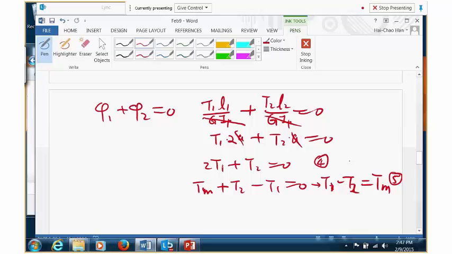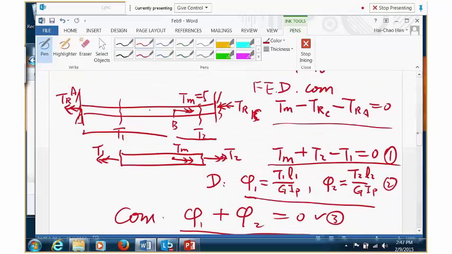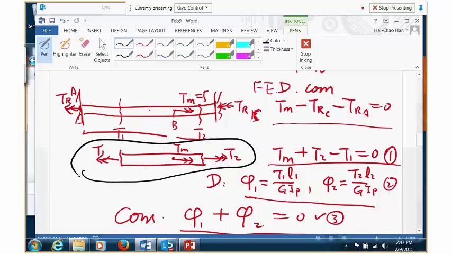Okay, add these two equations together. Add 4 and 5. What do you get? 3T1 equals Tm. Therefore, T1 equals 1/3 of Tm. That is on the left side. If you look at this figure here, on the left side, T1 is 1/3 of Tm.